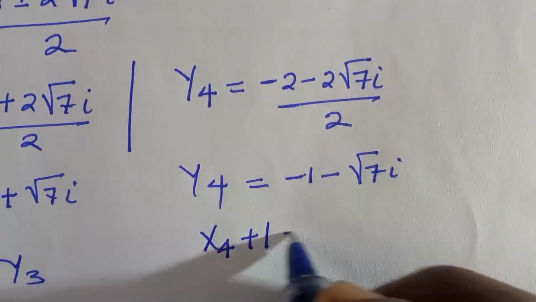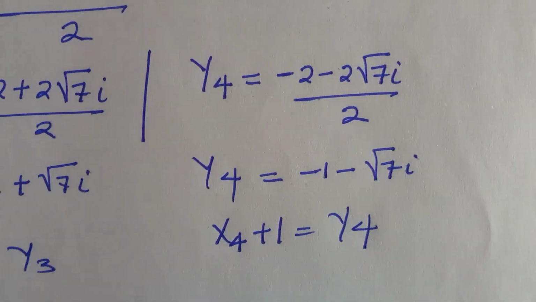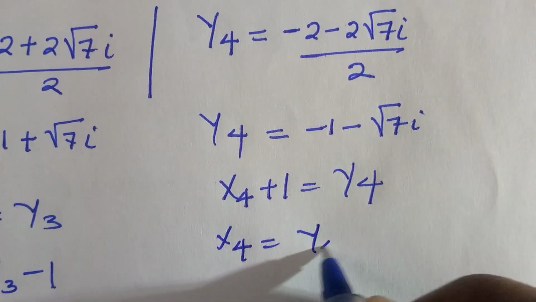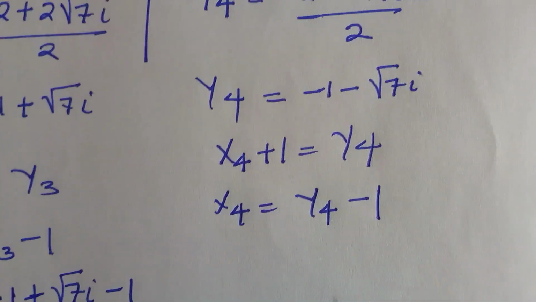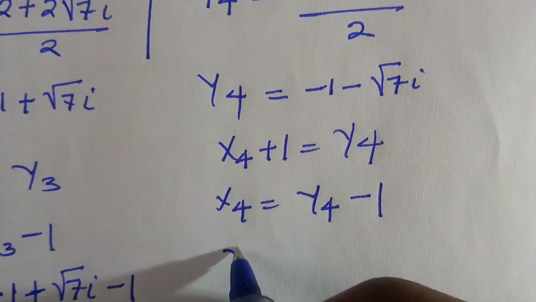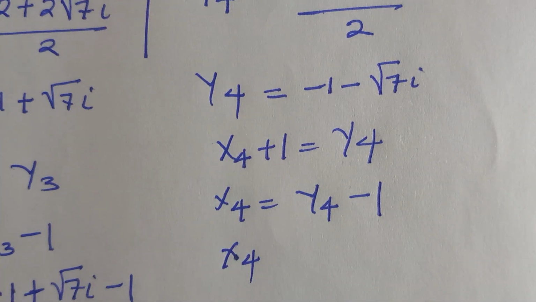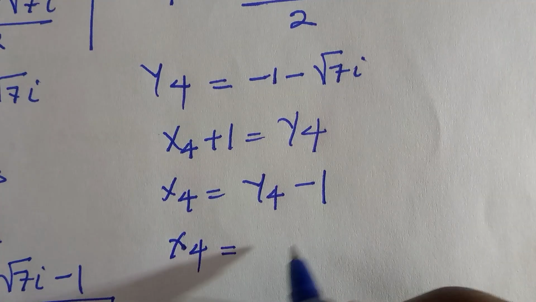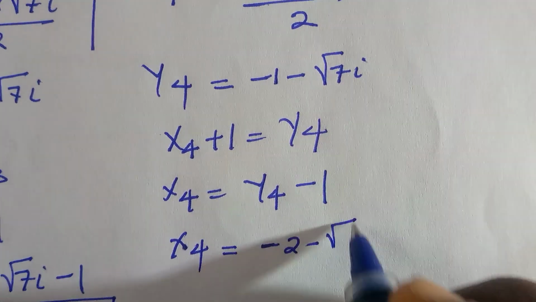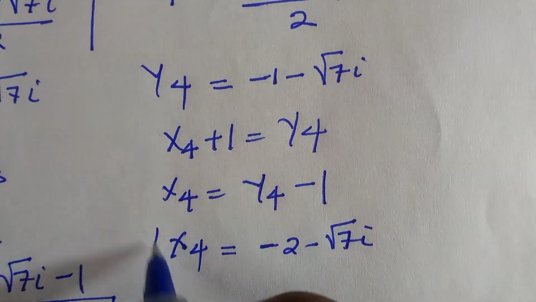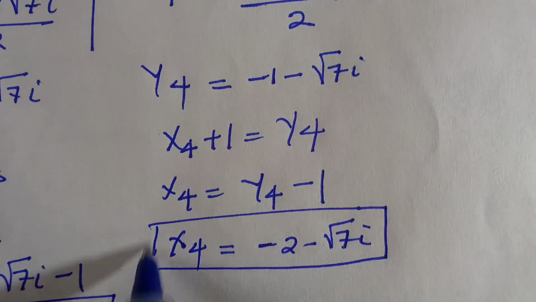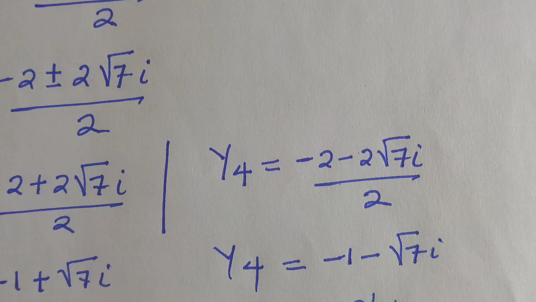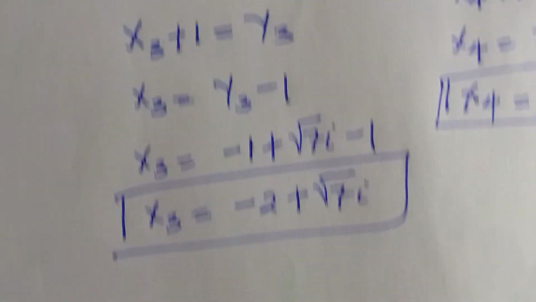At x4 plus 1 equals y4, and by making x4 the subject of the formula, we have x4 equals y4 minus 1. And by putting this here, we have x4 equals, and the y4 is giving us minus 1 minus root 7 i. And by placing it here, we have minus 2 minus root 7 i. That is the value of x4. So we have obtained all the roots for the quartic equation above.